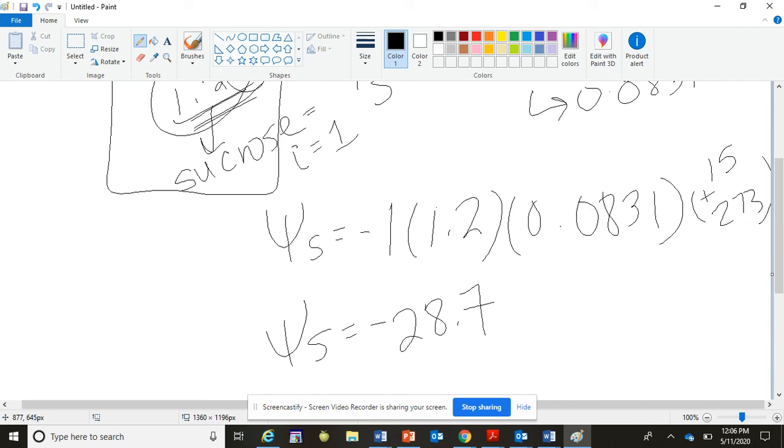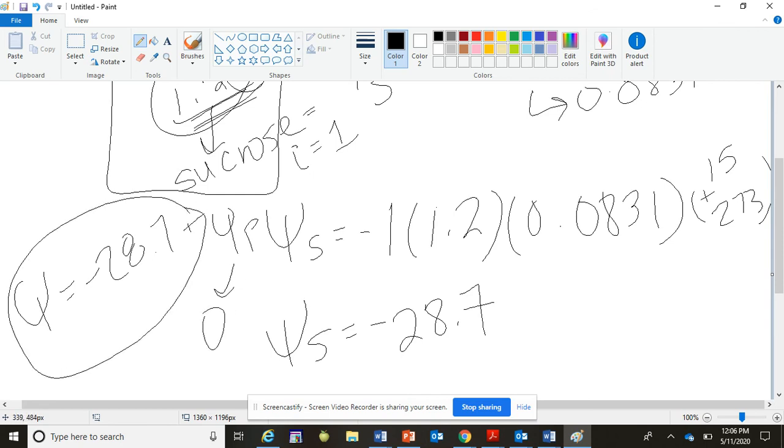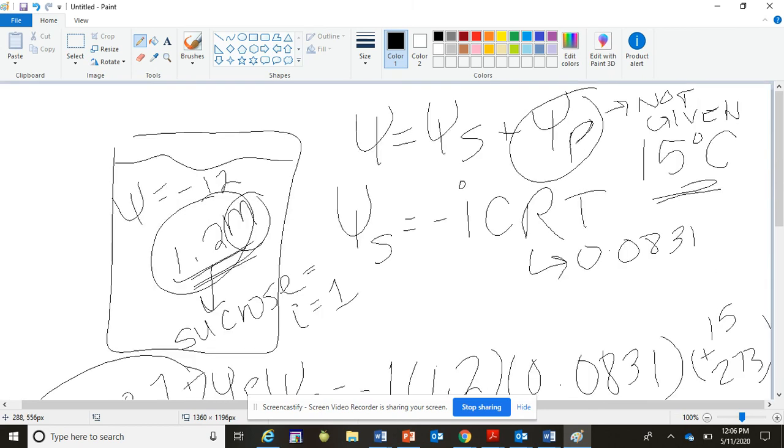So to get my water potential, it would be negative 28.7 plus my pressure potential, which, since it was not given, I'm going to assume is 0. And so my water potential is equal to the solute potential in this case, which is negative 28.7. So if I go up here, I'm going to say, well, my water potential of my solution was given in the problem to be negative 12. My water potential of the cell I had to solve for using this equation, which is what we just did. So my water potential of the cell was negative 28.7.